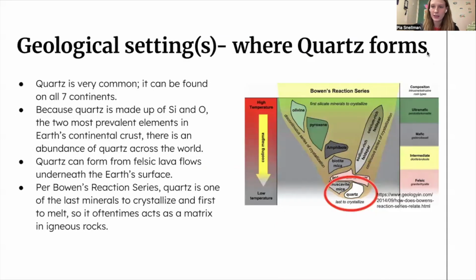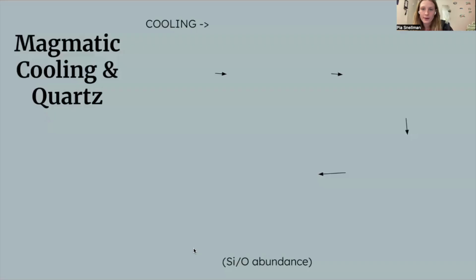So, geological setting: where quartz is formed. Quartz is very common. It can be found on all 7 continents because it's made up of silicon and oxygen, the two most prevalent elements in Earth's continental crust. There is an abundance of it all around the world. It can be formed from felsic lava flows underneath the Earth's surface. And per Bowen's reaction series, quartz is one of the last minerals to crystallize and first to melt, so it oftentimes acts as a matrix in igneous rocks.